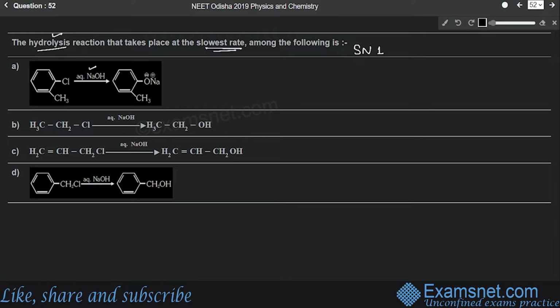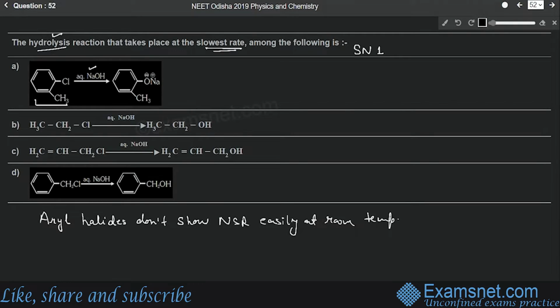Here you can simply remember a fact that aryl halides don't show nucleophilic substitution reaction easily at room temperature. So out of the given options, it is only the first option where an aryl halide is used. So this will not take place easily. That means option A will be the correct answer. Whereas in all the other options, you can see alkyl halides are used. Here also in the last one, alkyl halide is used. Benzene is present as the benzyl group.